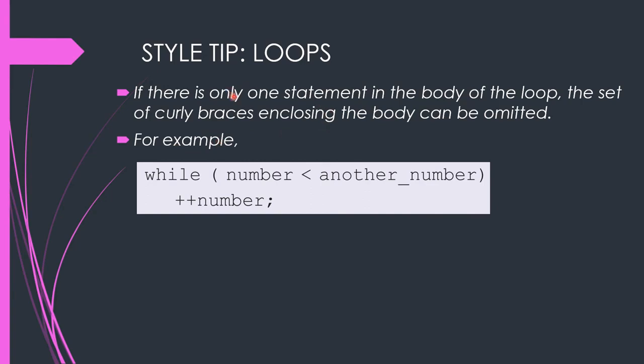Here is our second style tip for loops. If there is only one statement in the body of the loop, the set of curly braces enclosing the body can be omitted. As we studied in the syntax of the while statement, after the expression we were providing curly braces for the statements, but it is not necessary when we have only one statement in the body of the loop. If there is more than one statement, you must provide the curly braces, but if there is only one statement, you may omit them.